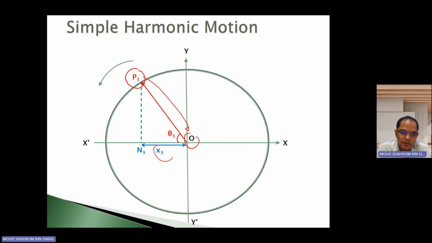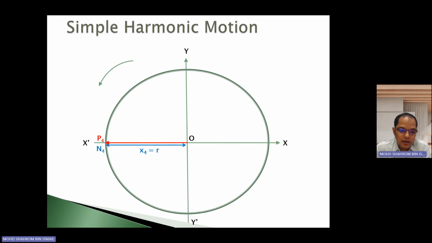Let's say this point P3 swings much lower. What will happen? The distance of N3 would be much greater, and the distance from 0 to this new position is also much greater. This is an example that shows that the distance is the radius of the circle's circumference.